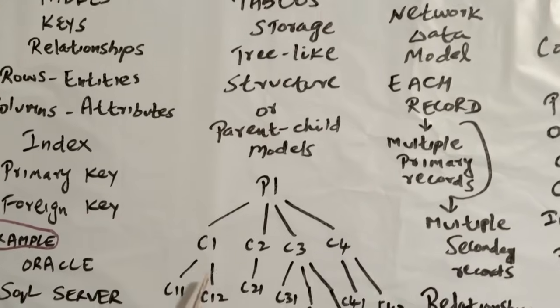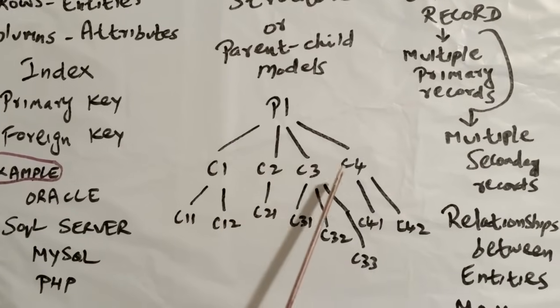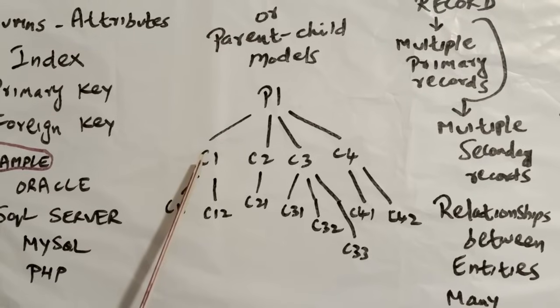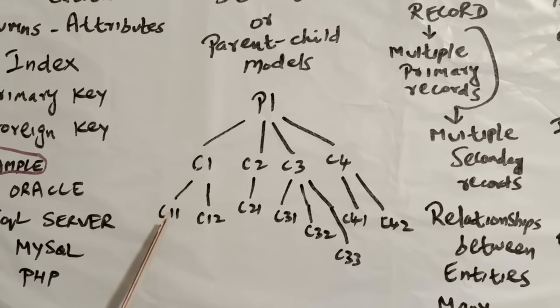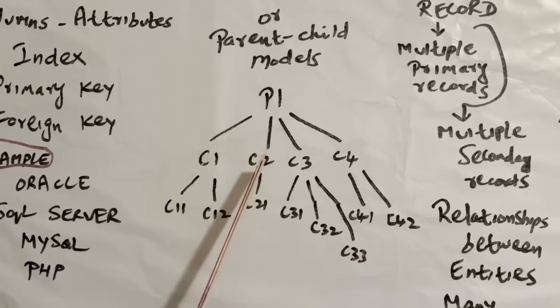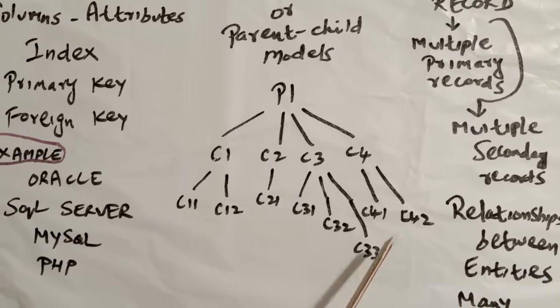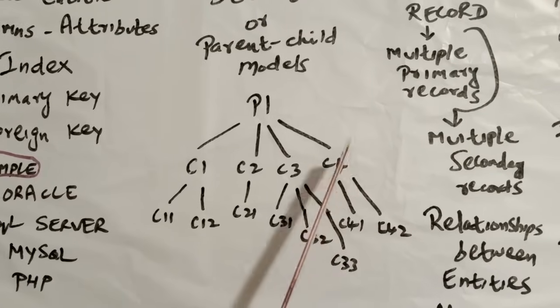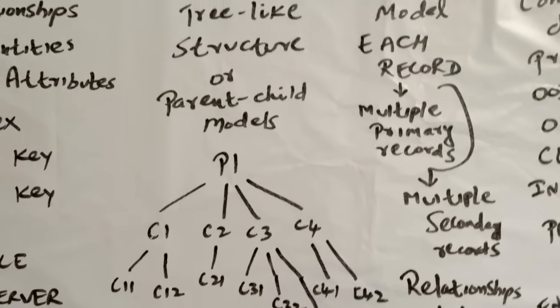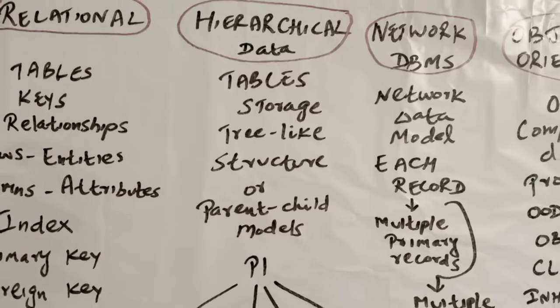Like a parent, child 1, child 2, child 3, child 4. Then a child becomes a parent, with child 1, child 2. The second child has one child, the third child has three children, here 2 children, and the fourth child. So this structure is called hierarchical data.